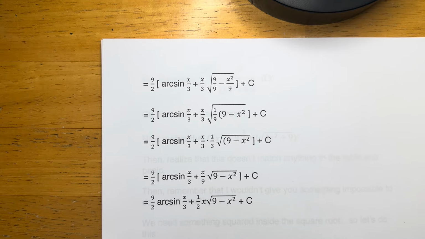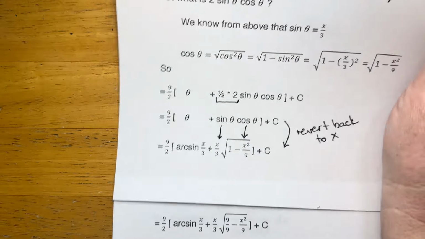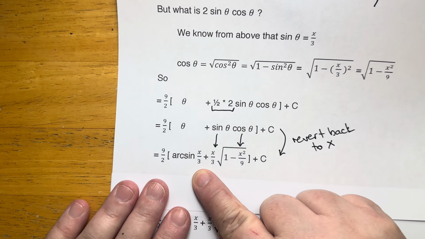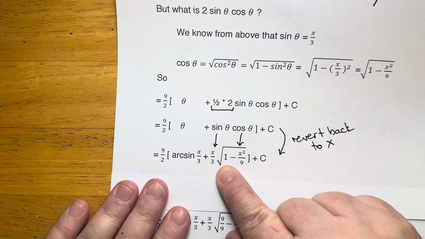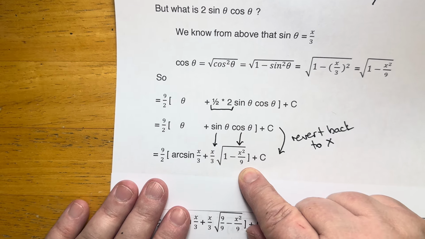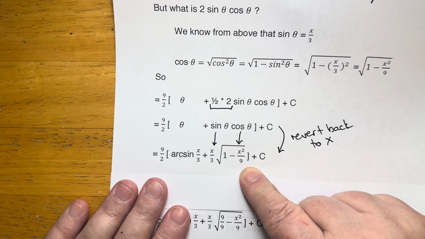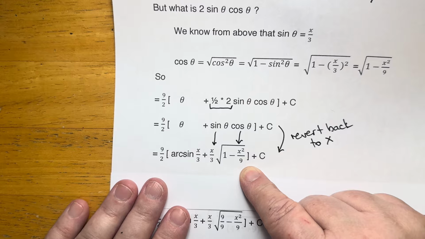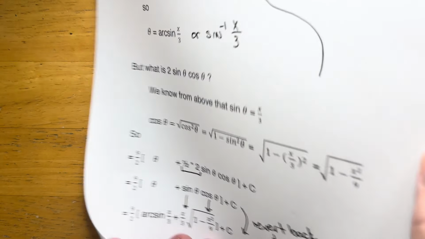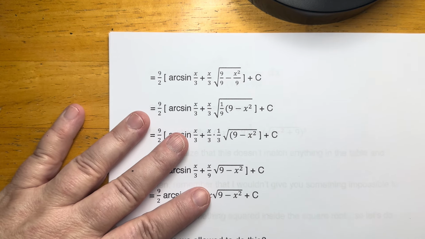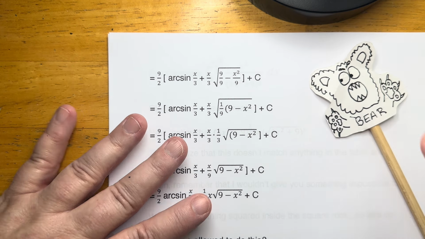Now, what am I doing here? Oh my goodness. So let's look at this last step. I've got arc sine of x over 3 plus x over 3 times this thing. And of course, as mathematicians, are we going to leave that alone? No. Let's see what we can do about making that a little bit better. So here we go. Follow me now and believe me later.